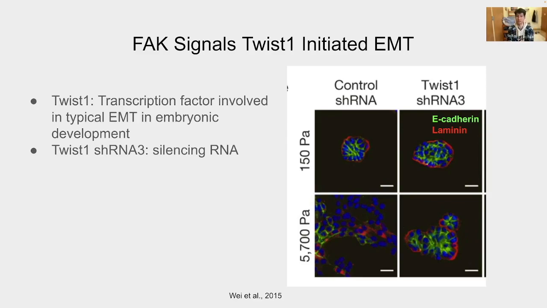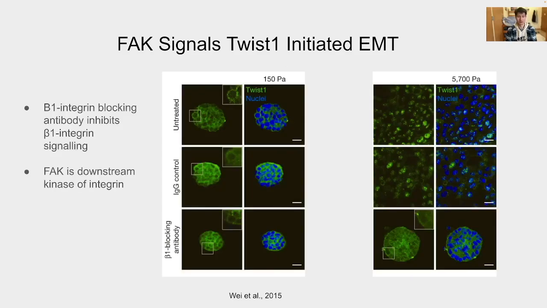So this is pretty good evidence that TWIST1 is playing a role in inducing EMT. Next, they wanted to see the upstream factors: what is activating TWIST1 and causing it to induce EMT at a high stiffness? They hypothesize that integrin sensing is involved, since it is sensing these changes in stiffness.